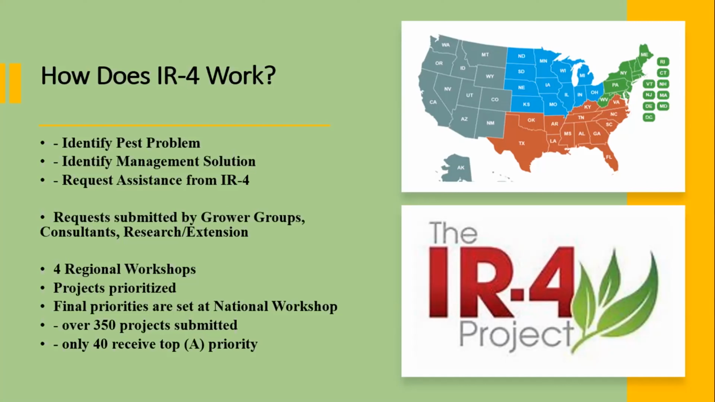There's also a national workshop. Once you survive the regional workshop, final priorities are set at the national workshop. Just this past year, 350 projects were submitted, and only 40 received top priorities. And this is where the funding really comes in. A couple of years ago, we had 46 projects that were able to receive a priority. This past time, we only had 40.